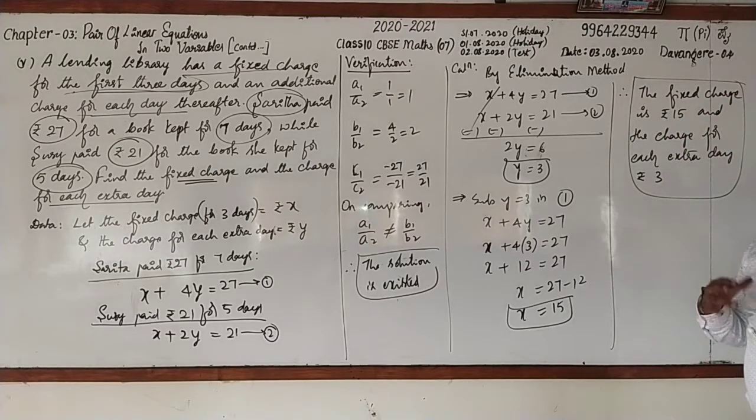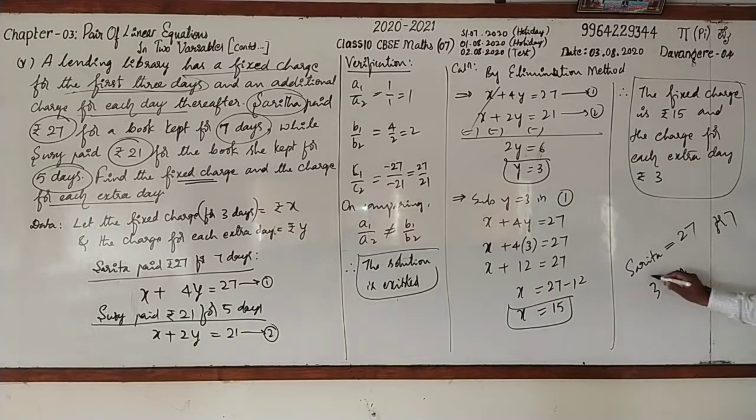Clear now? You can just verify that regarding Sarita. How much amount she has paid? 27. For how many days? For 7 days. It can be split up as 3 and 4. For first 3 days, how much rupees? 15. Each extra day, 3 rupees. So 4 days, 4 3s are 12. 15 plus 12, 27. See that?